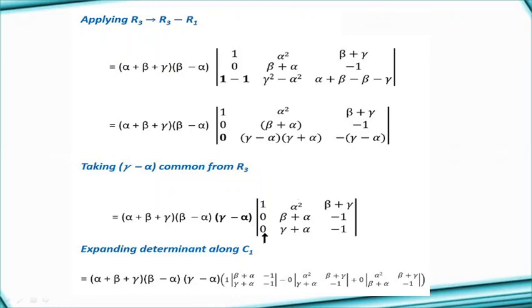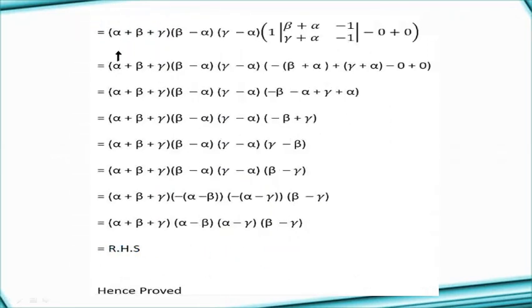And now we are getting two zeros in column 1, so we can expand along column 1. After expanding, these two terms will be 0 and this will only be left, so we will multiply this into this minus this into this, and after simplification we will get this thing which is equal to the right hand side, and it is proved.